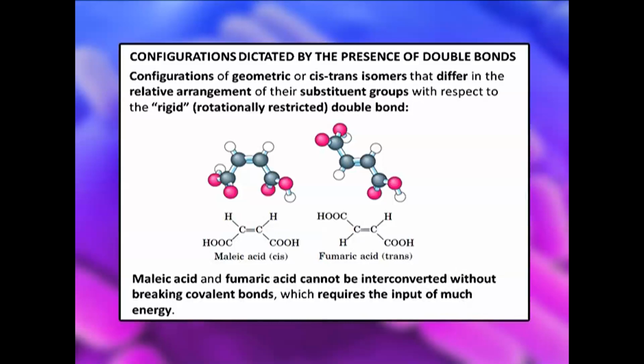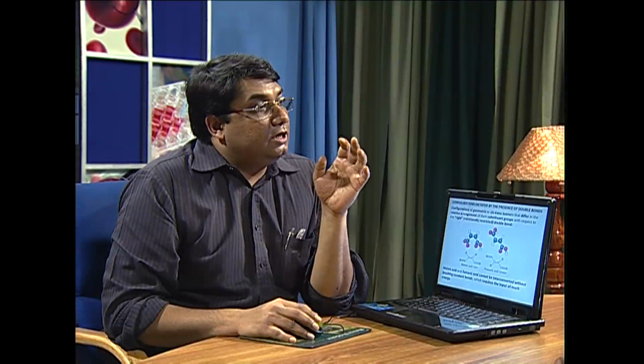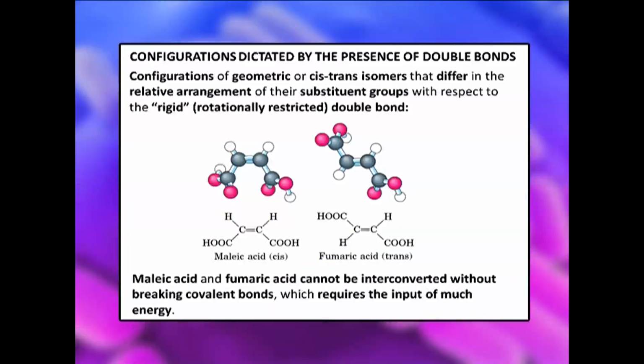Here, a type of configurational isomers is shown that depends on the presence of double bonds. These are called geometric isomers or cis-trans isomers, where the substituent groups are arranged in relation to the rigid double bond. Here there are two molecules, one is maleic acid, another is fumaric acid. You can see in maleic acid, the two carboxylic acid substituents are arranged on the same side of the double bond. That is why it is called a cis isomer.